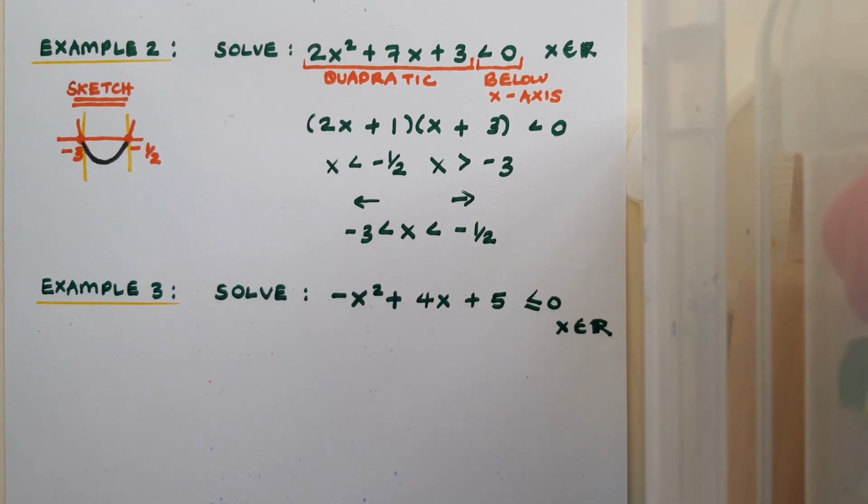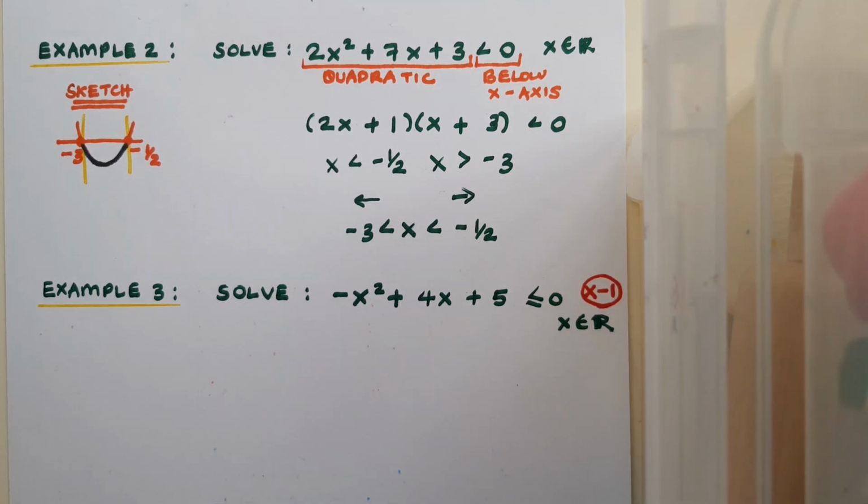Okay, let's have a look at the third example. Here we have the instruction to solve -x squared + 4x + 5 is less than or equal to 0, where x is an element of R. Now, I always find it's a little bit of a nuisance to factorize quadratics that start off with a negative. So I'm going to sort this out to begin with by changing this to a positive, by simply multiplying my entire inequality by -1. Just watch out, because there's a couple of repercussions in my inequality as a result of this.